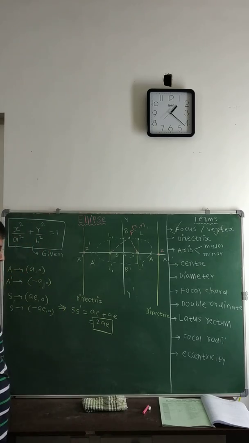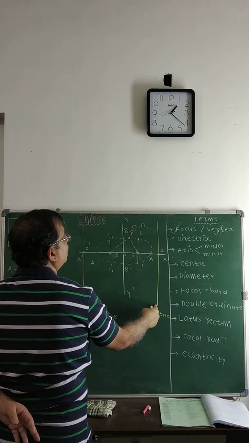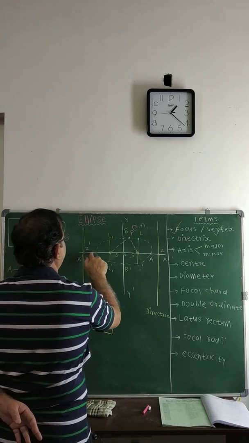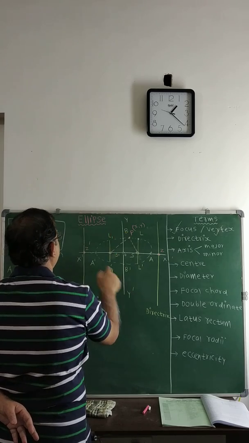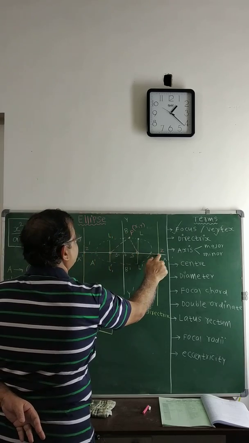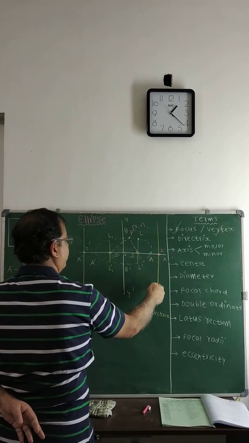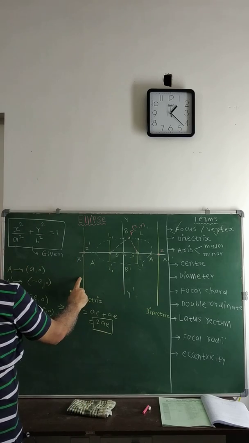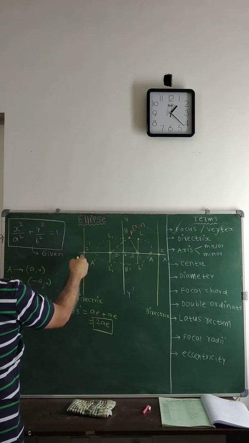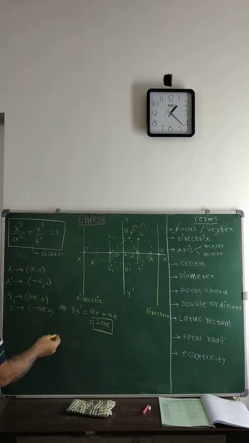Then comes directrix. Of course we know directrix is a line which is perpendicular to the major axis. I will discuss what is the major axis, what is the minor axis. In this situation, x-axis is the major axis. So this is the line which is perpendicular to the major axis, and this line is called directrix. Similarly, there is another directrix here. Again, it is perpendicular to the major axis. Now the question is, what is the equation of these two directrix?